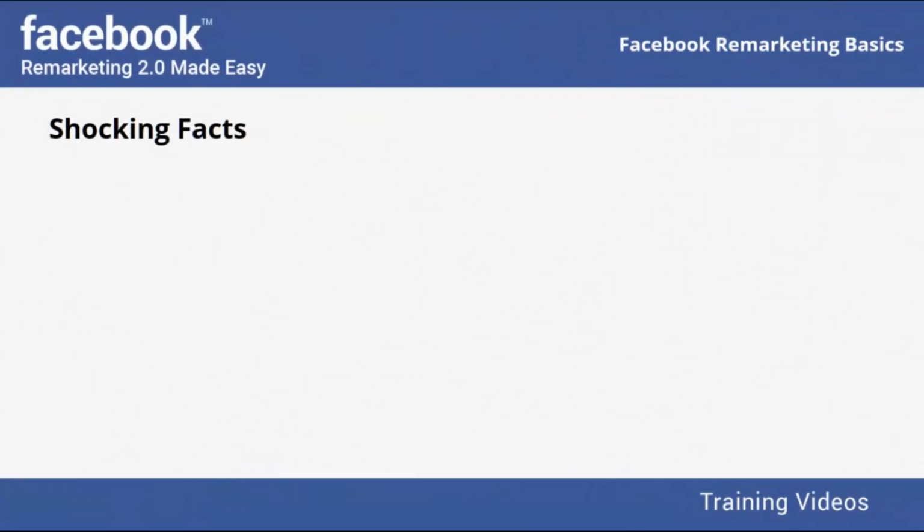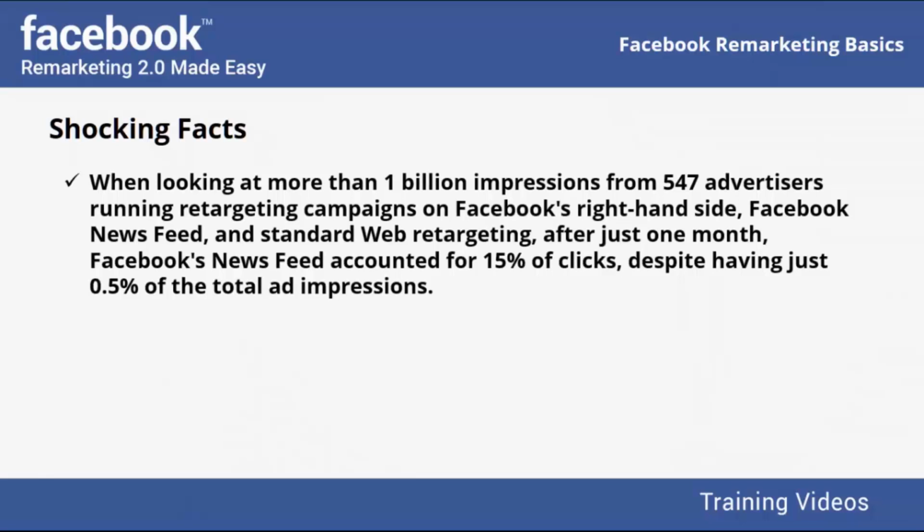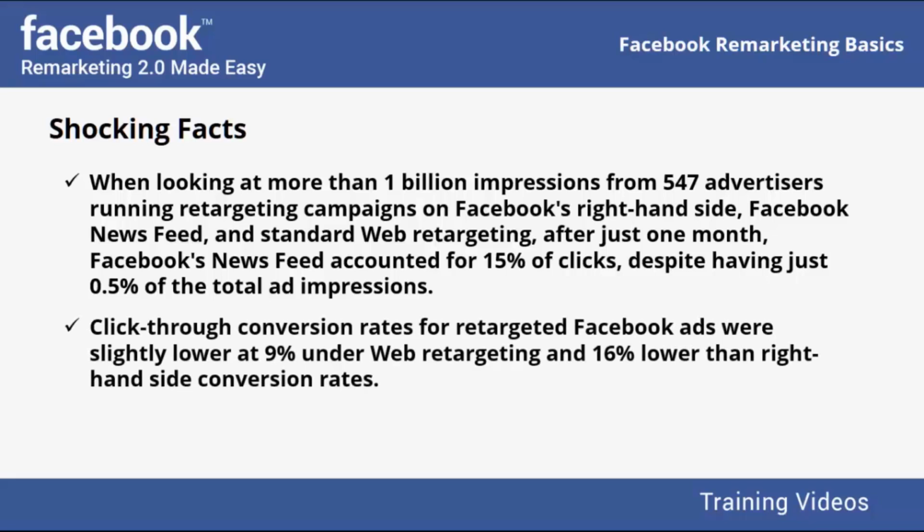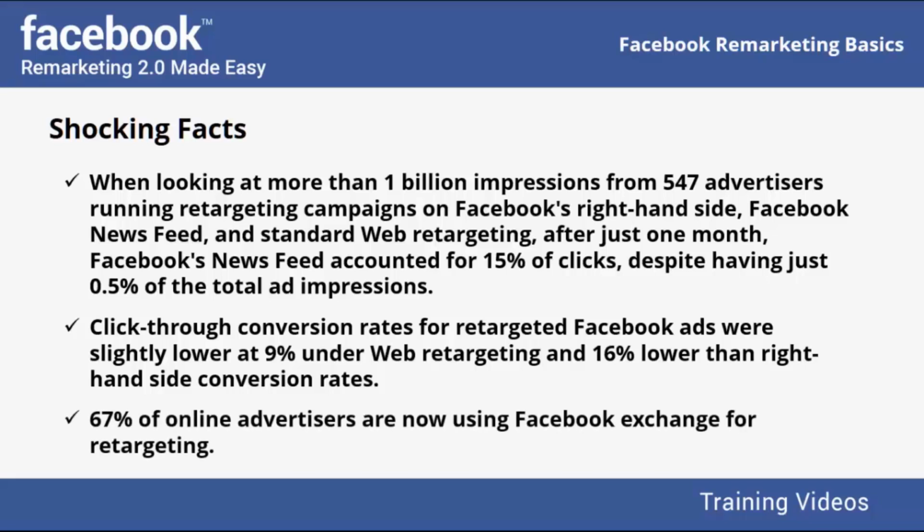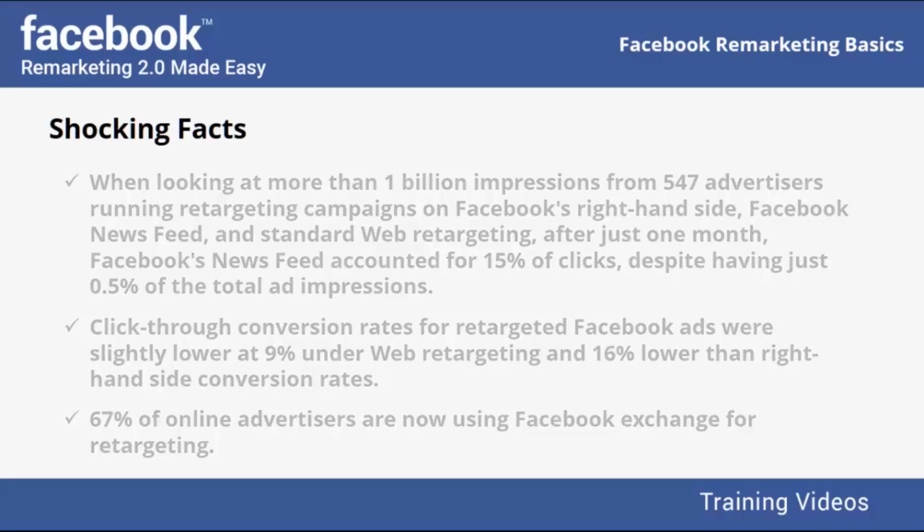Shocking facts. When looking at more than 1 billion impressions from 547 advertisers running retargeting campaigns on Facebook's right-hand side, Facebook newsfeed, and standard web retargeting, after just 1 month, Facebook's newsfeed accounted for 15% of clicks, despite having just 0.5% of the total ad impressions. Click-through conversion rates for retargeted Facebook ads were slightly lower at 9% under web retargeting and 16% lower than right-hand side conversion rates. 67% of online advertisers are now using Facebook Exchange for retargeting.